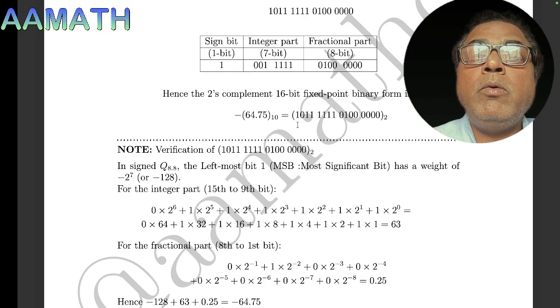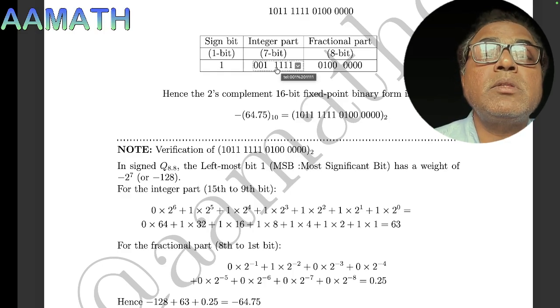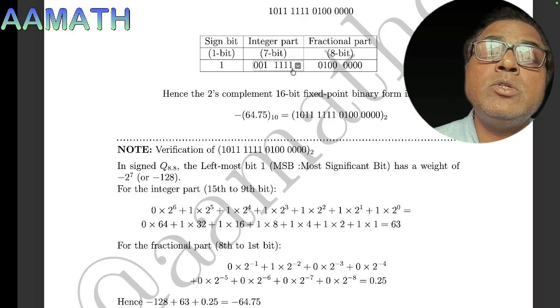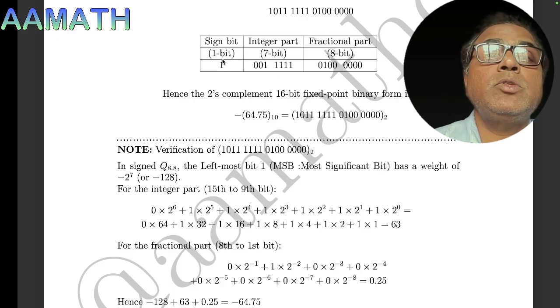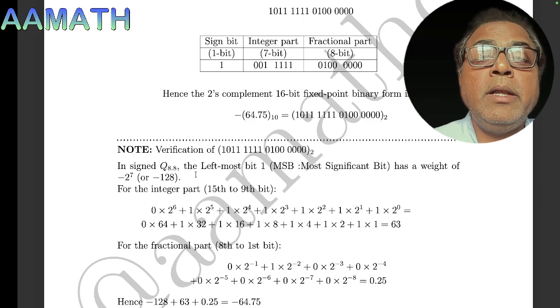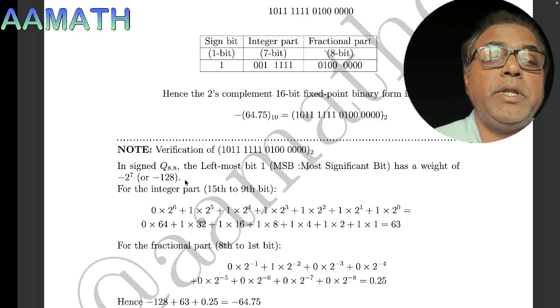Actually, these are 2 to the power 0, 2 to the power 1, 2 to the power 2, 2 to the power 3, 2 to the power 4, 2 to the power 5. Sorry, this is 2 to the power 0, 1, 2, 3, 4, 5, 6, and this is the 7, so this is 2 to the power 7. So this is negative, so this is minus. The value of the leftmost bit, for bit 1, has weight minus 128.